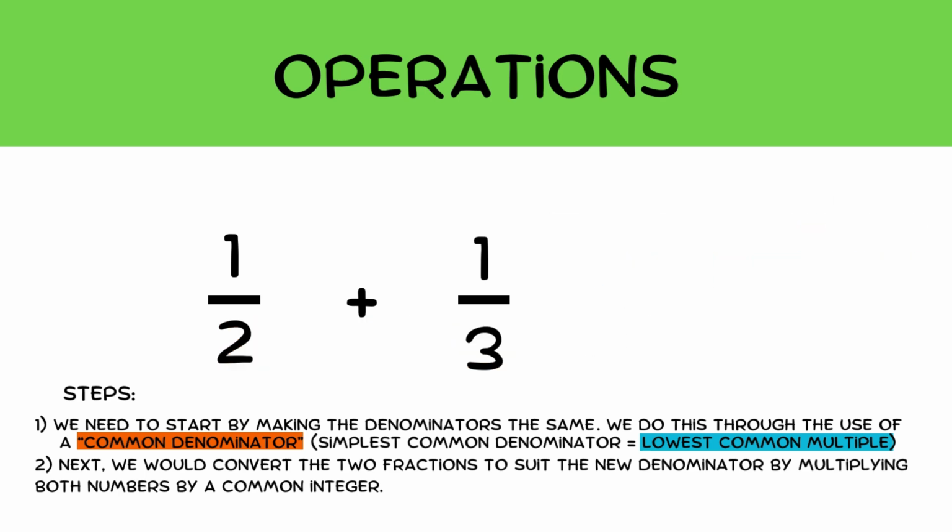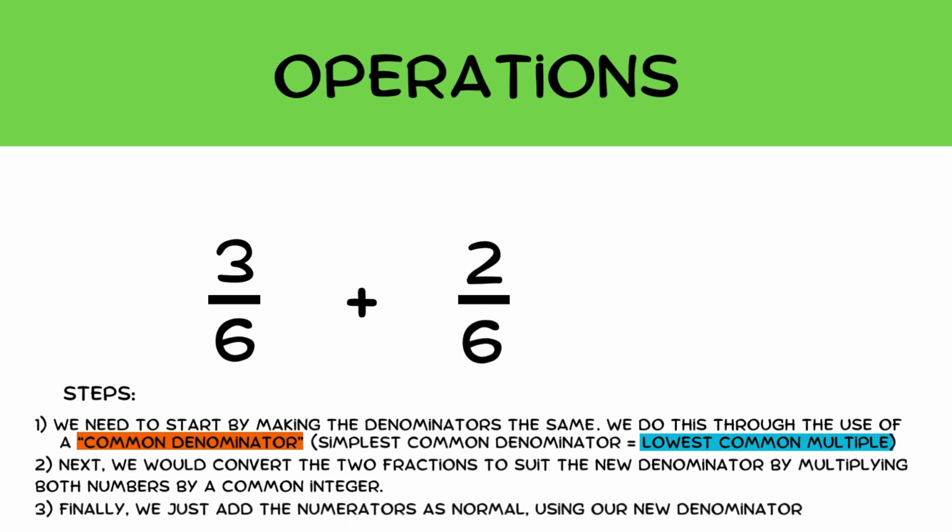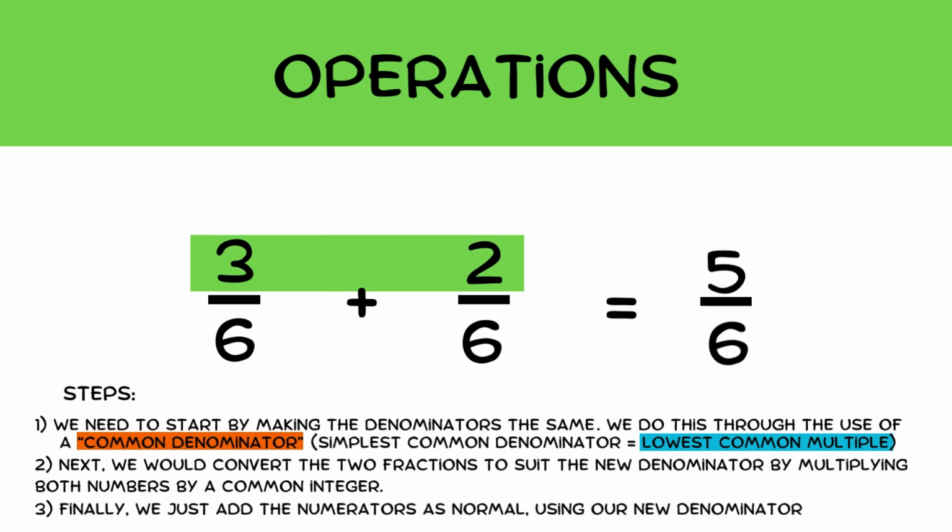denominator. For a half, we would just multiply both numbers by 3, which gives us 3 over 6. For a third, we would multiply both numbers by 2, which gives us 2 over 6, and now the addition process is much easier. 2 plus 3 is 5, and therefore, our fraction becomes 5 over 6.